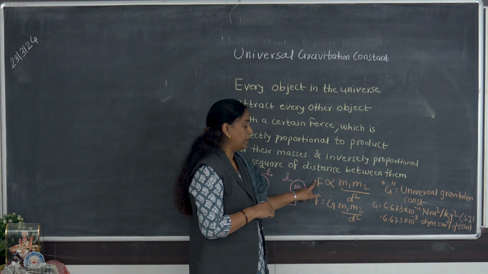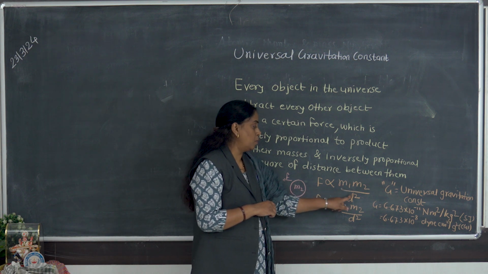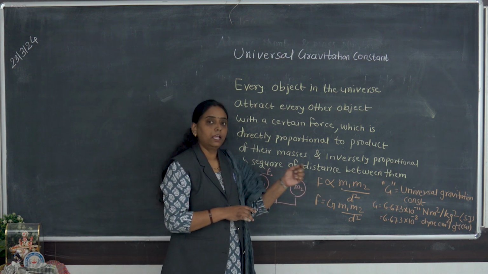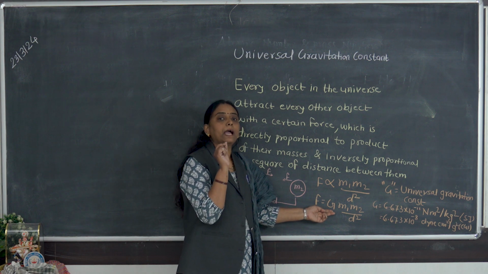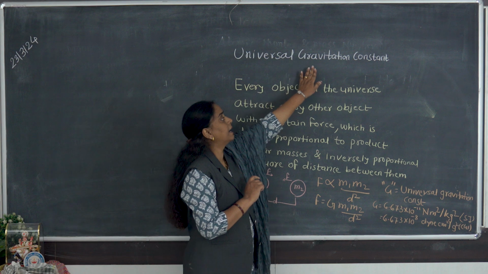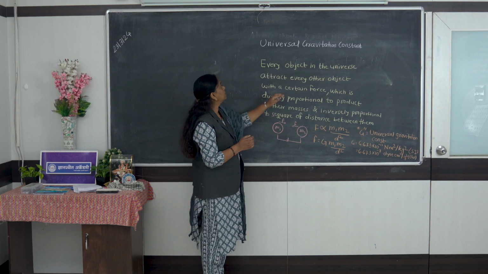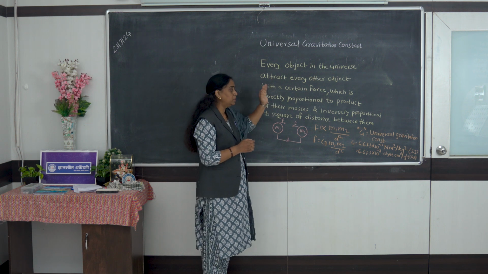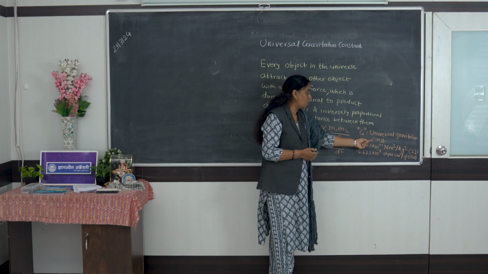So you will get the formula: F is directly proportional to m1 m2 upon d square. If we remove this proportionality sign, there is a constant, and we represent it by capital G, and that capital G is the universal gravitation constant. Why is it called the universal gravitation constant? Because the value remains the same throughout the universe. Here G is the universal gravitation constant.